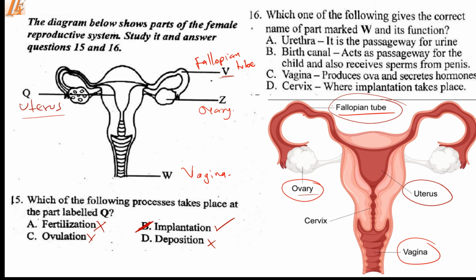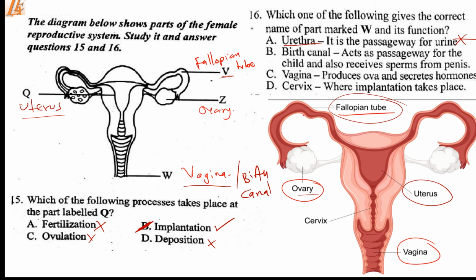Question 16, which of the following gives the correct name of part labeled W and its function? The part labeled W is a vagina. Sometimes we call it a birth canal. So A, ureter or urethra. A urethra is not even a part of a female reproductive system. This is a part of a urinary system. So A is disqualified because it's not even among the parts of a female reproductive system. It lies under the human urinary system.